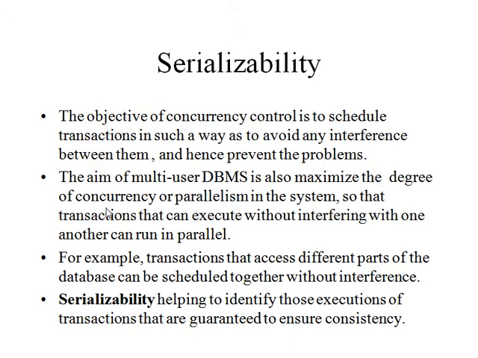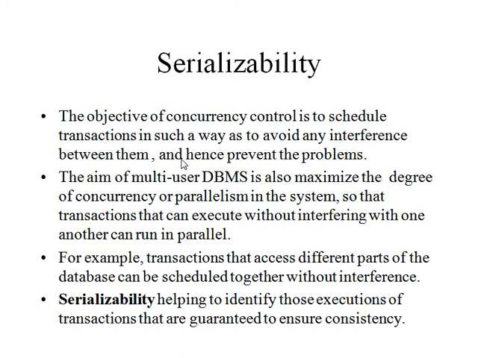Now let us see about serializability, that is very important. So we have seen the problems in previous examples if transactions execute simultaneously or concurrently. So the objective of concurrency control is what? The main aim of concurrency control is to schedule the transactions in such a way as to avoid any interference between them, and hence we prevent the problems.